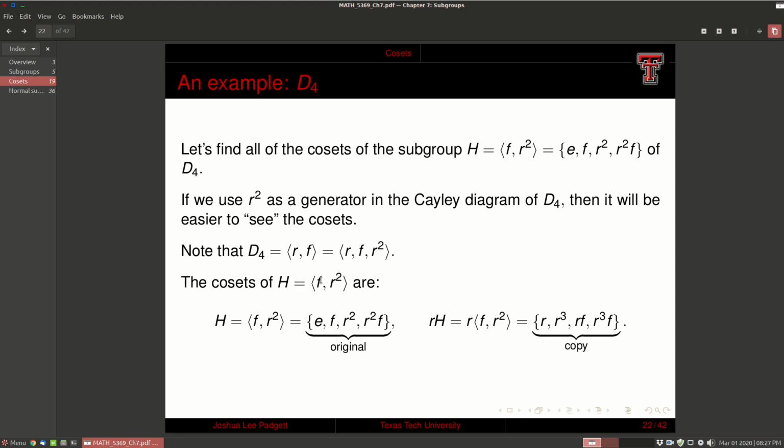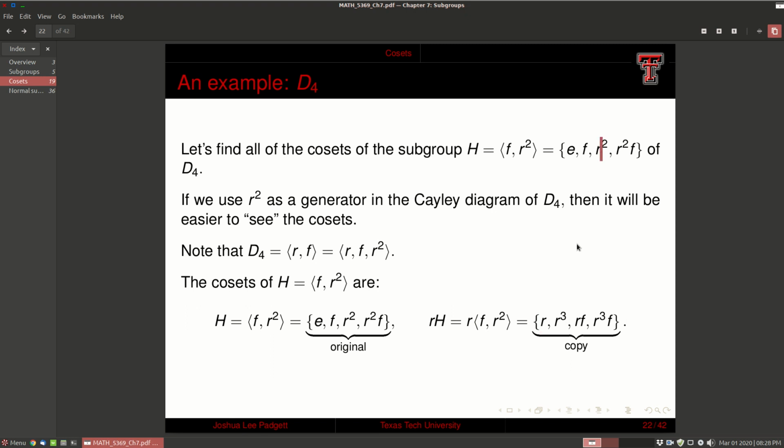So the cosets of H, which is just F comma R squared, well, the coset itself, okay? And then here's the idea. If this is a coset, the only thing that lives outside of it, and that's what I'm trying to do, is see what else can I do? What are my other directions? The only thing outside of this is R, so I can think of applying R to each of these elements. So what do I get? E times R is just R, okay?